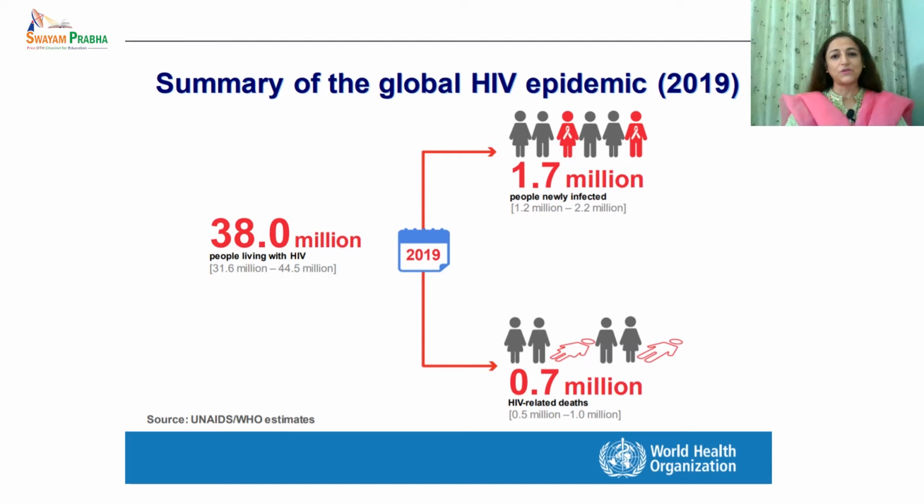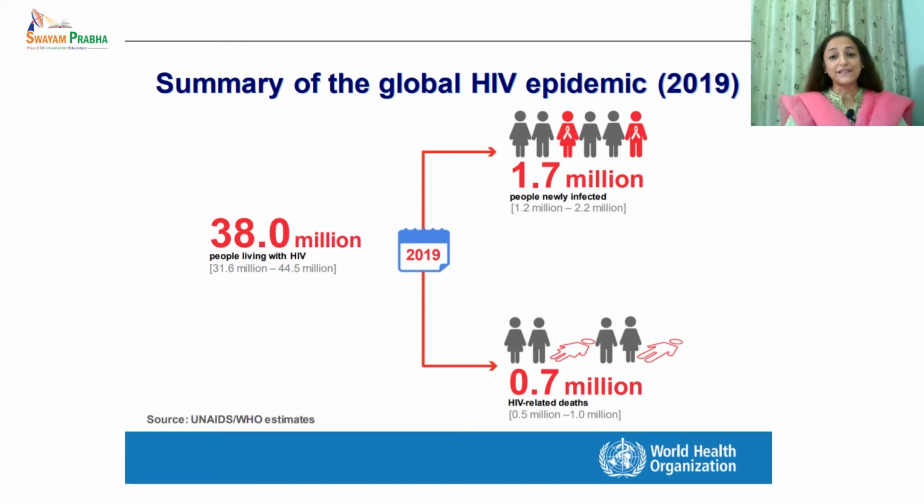HIV has claimed almost 33 million lives so far, and according to World Health Organization, there are 38 million people living with HIV, and the 2019 data shows that out of these, 1.7 million people are newly infected, and 0.7 million people have died because of HIV infection.